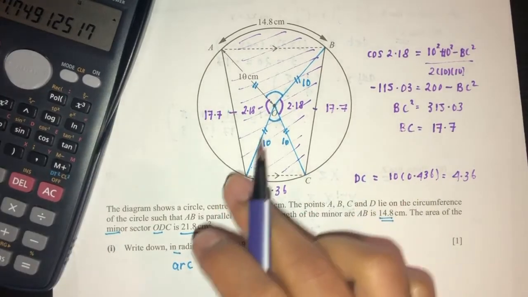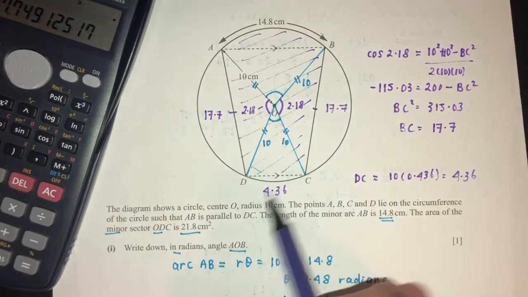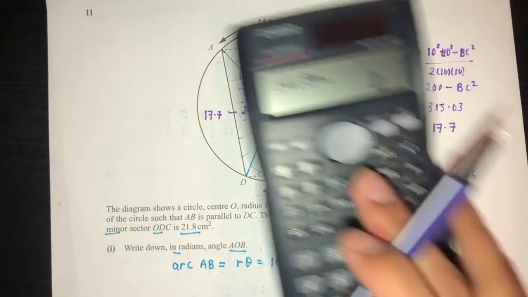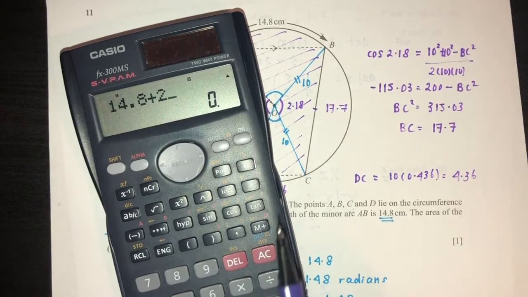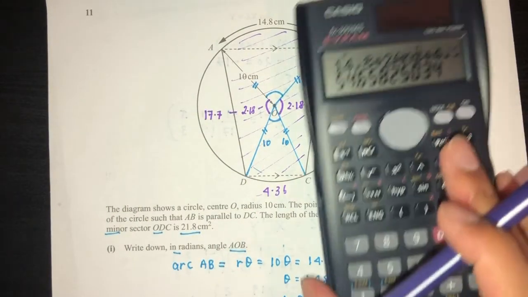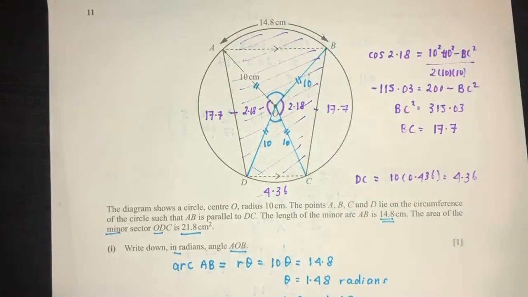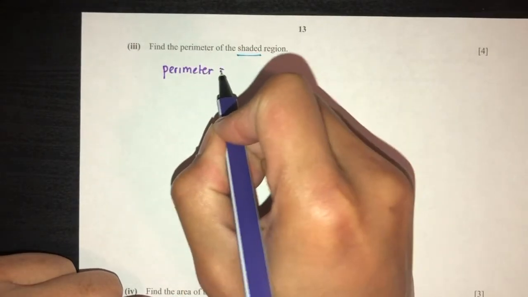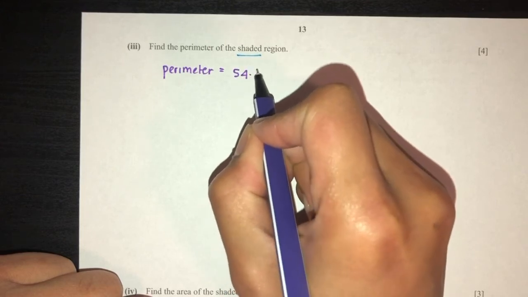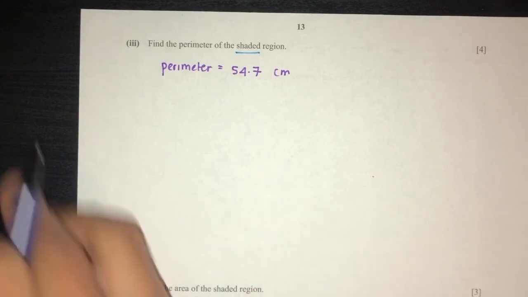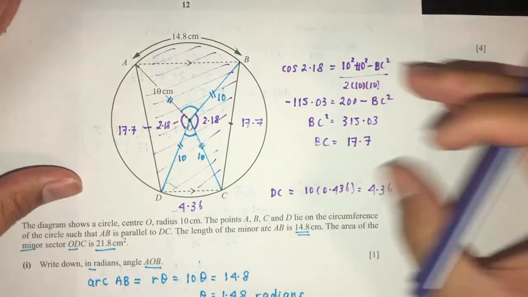So the perimeter around it will be pretty easy. This length plus this, this, and this. First begin with 14.8 plus 2 times this value, plus this 4.36. That should be 56.7 for your perimeter. So part 1, perimeter is equal to 54.7 centimeters. Of course, you have to show all your work on this page for your full marks, because all this has to be shown on this page.